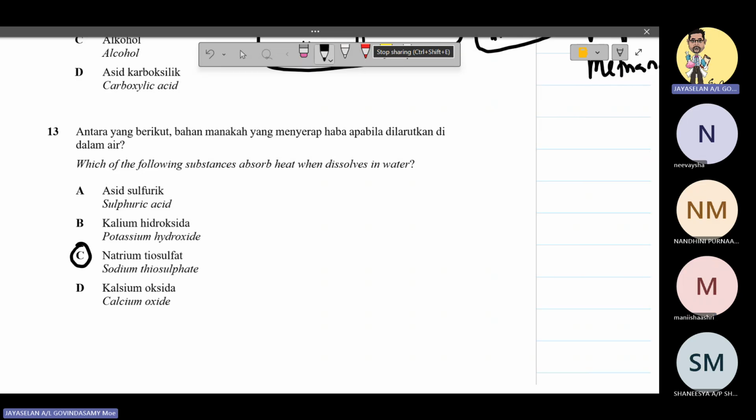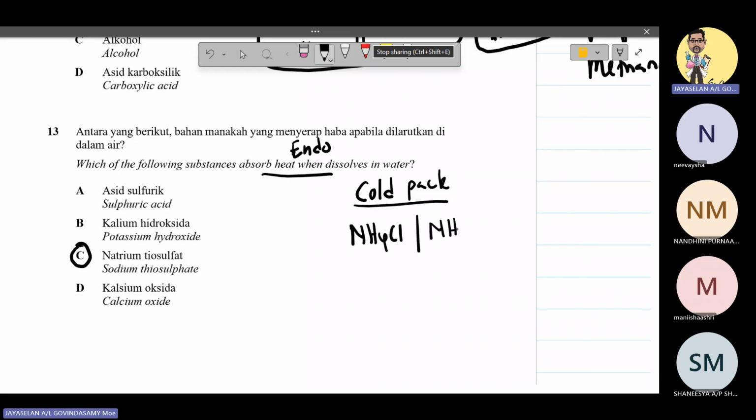Okay, please remember in the book. Every time they ask you to absorb heat, this is called endothermic. Endothermic is every time a cold pack. What do we memorise? We memorise only the cold pack. So for the cold pack, do we memorise ammonium chloride or what? Ammonium nitrate. So you have to memorise three substances. Cold pack is not only ammonium nitrate, but also ammonium chloride.